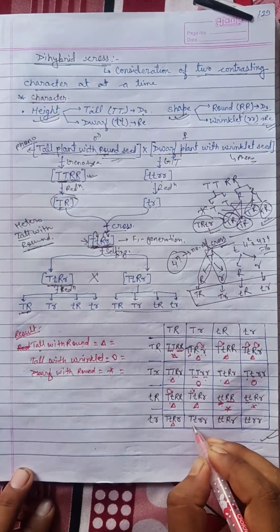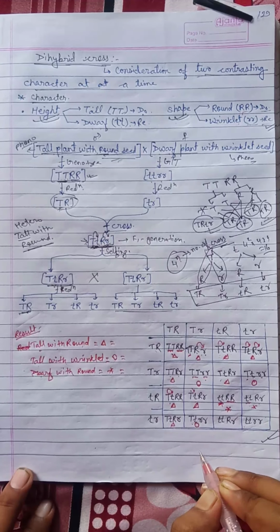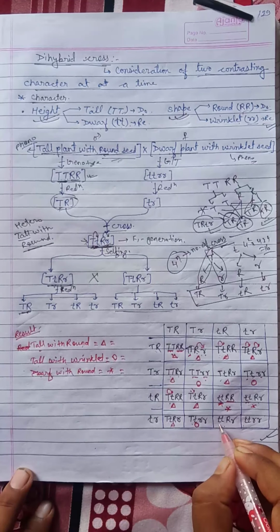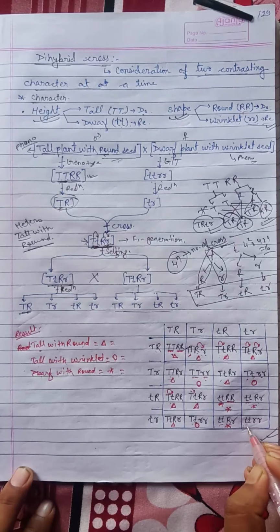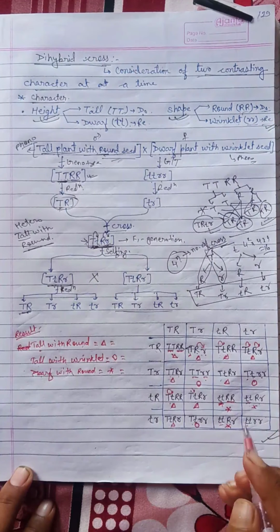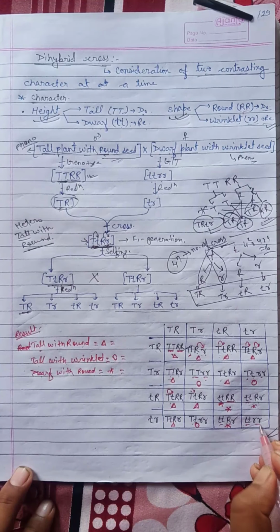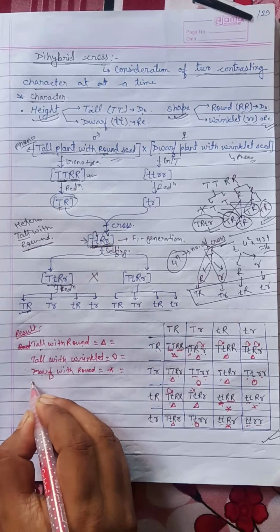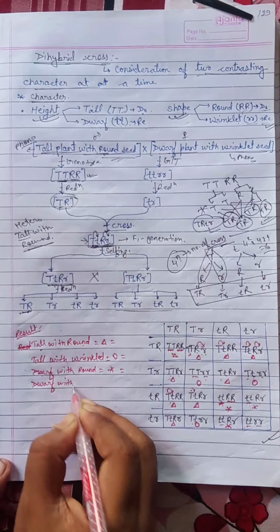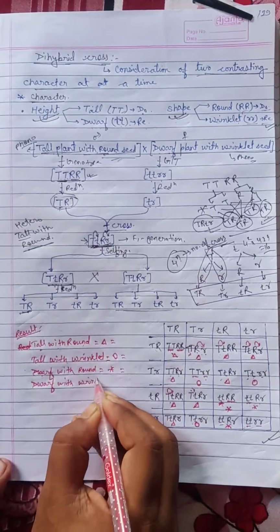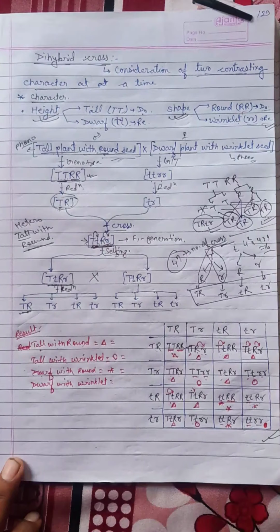And what is this? This is tall and wrinkled. That means circle. And what is this? This is dwarf and round. That means star. And what is this? This is different from each and every genotypic representation. That is dwarf and wrinkled. Another phenotypic ratio, dwarf with wrinkled. Here the representation is a solid ball. Okay.